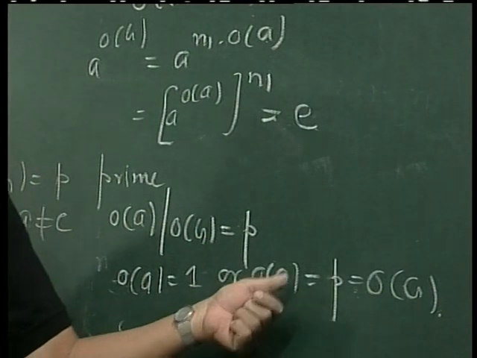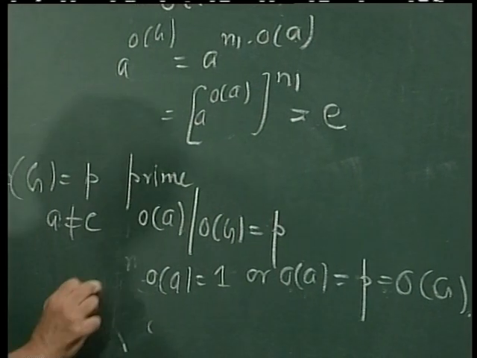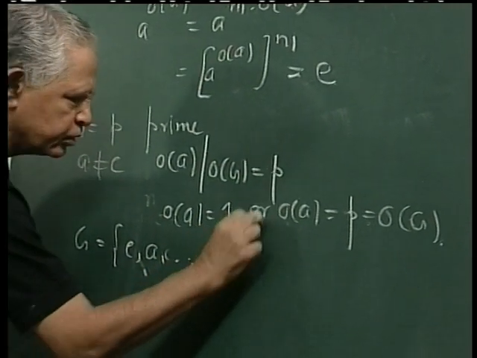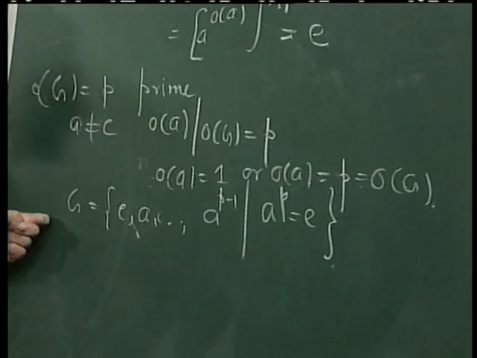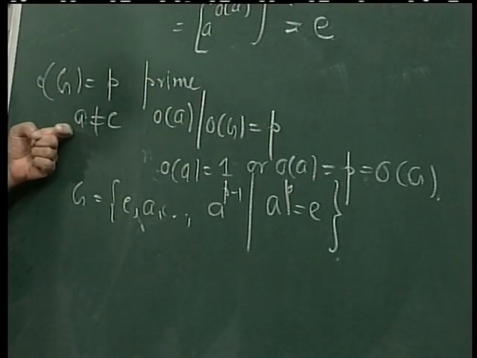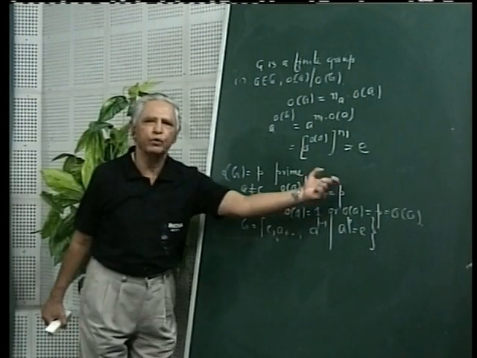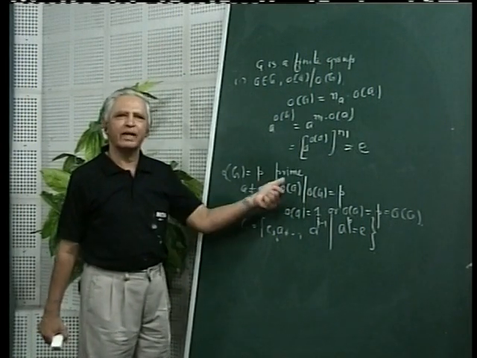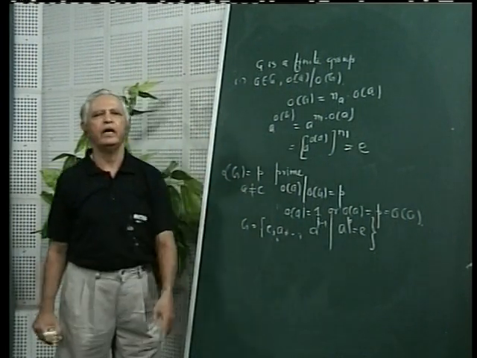That means the order of A and the order of the group G both are equal, and we can prove now here that G comes out equal to E, A, up to A raised to P minus 1, and A raised to P is equal to E. That means our group becomes a cyclic group generated by A. A is not only a generator, but this says something more also, that instead of this A I take any other element, I can prove that G is nothing but equal to the cyclic group generated by that element. So here every element A different from E becomes a generator.